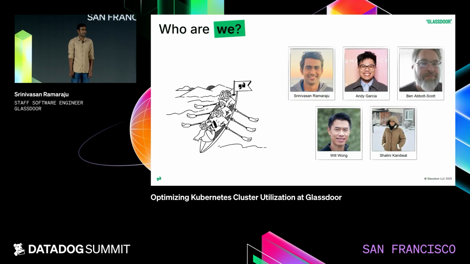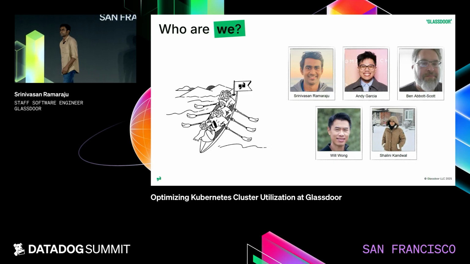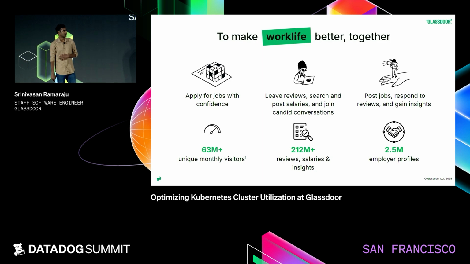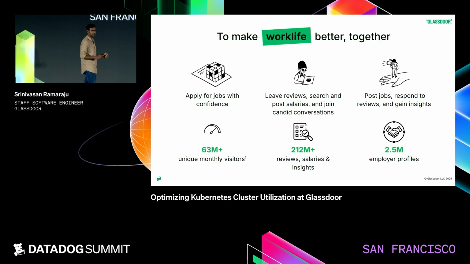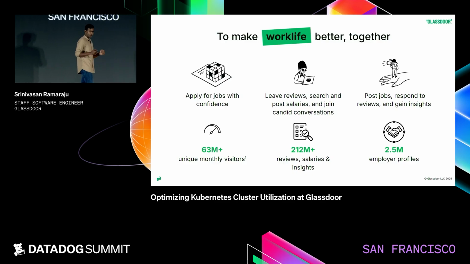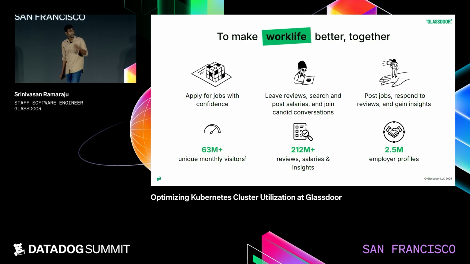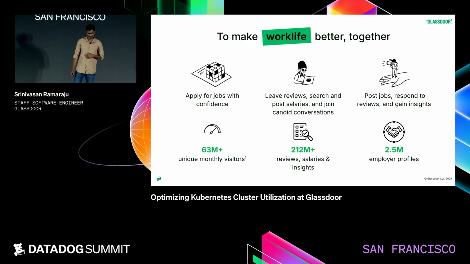Now that you know about us, I want to tell you about the company we represent, Glassdoor. Our mission is to make work-life better together. We are probably known for anonymous employee reviews and salary information, but we are much more than that. We have evolved to be a community app with anonymous workplace conversations as well. I've also added some stats on our user traffic, volume of user-generated content, and number of employer profiles registered.